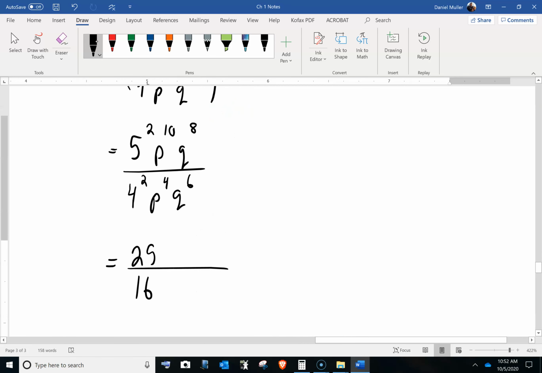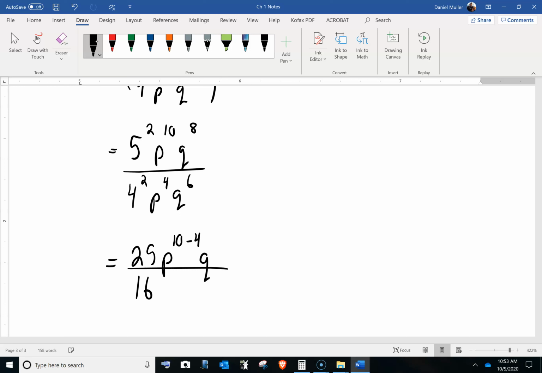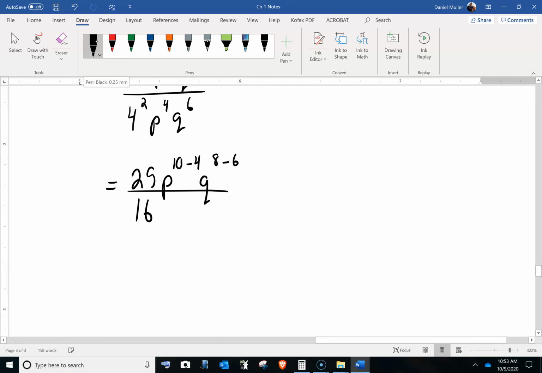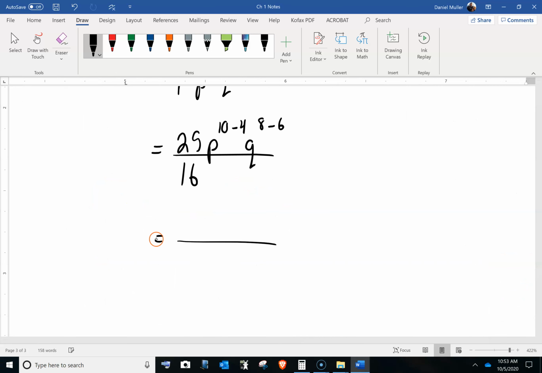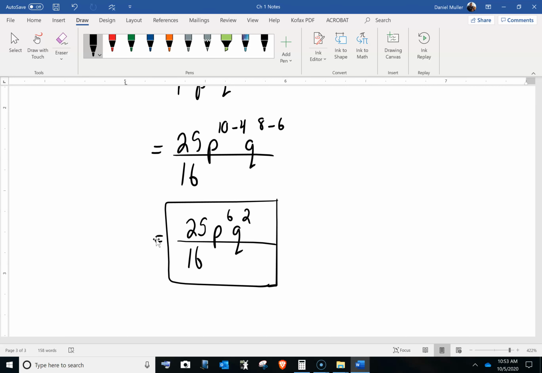And now I can do some subtraction. So for my p's, I've got a 10. Subtract what's on the bottom, which is a 4. And for my q, I've got an 8. Subtract what's on the bottom, which is a 6. So I've got 25 over 16, and 10 minus 4 is going to be 6. 8 minus 6 is 2. And that is our final answer.